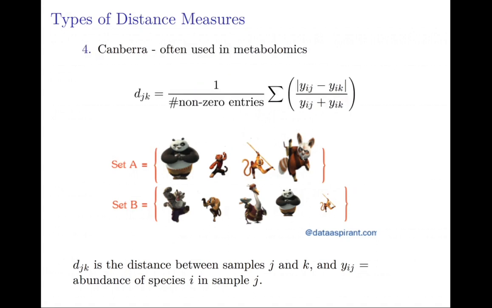And then finally, one that I wanted to mention was the Canberra distance, which is often used in metabolomics. It's quite similar to the Bray-Curtis, except you're going to be multiplying your equation times 1 over the number of non-zero entries.